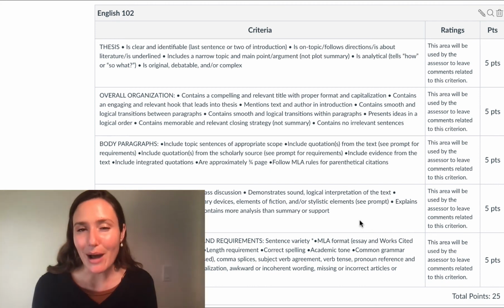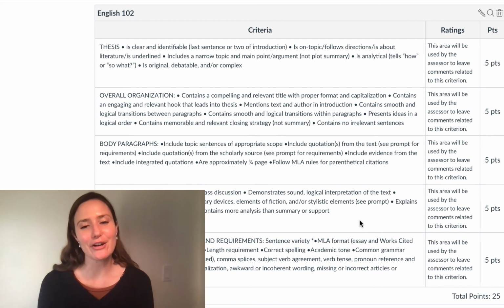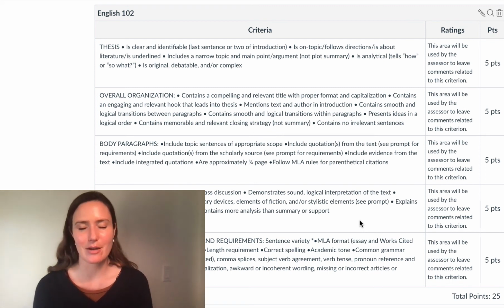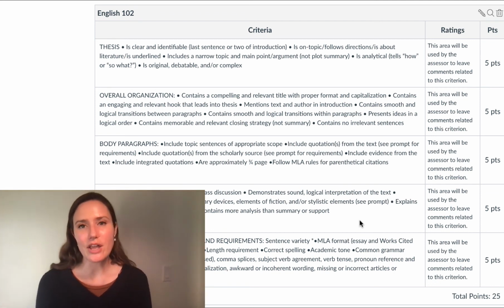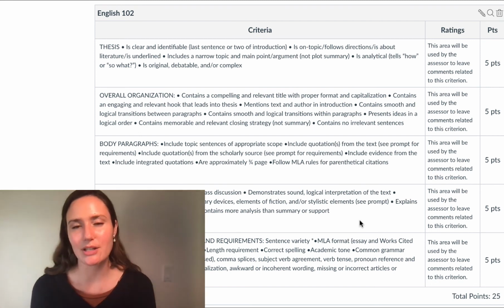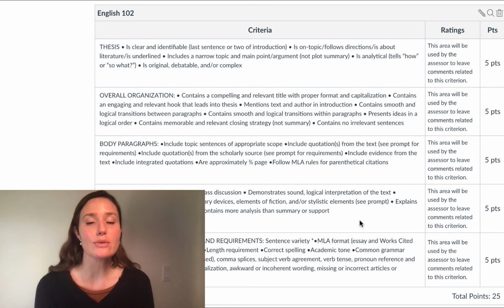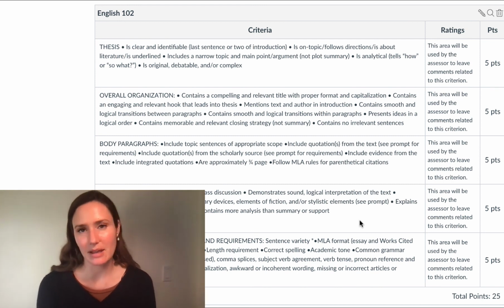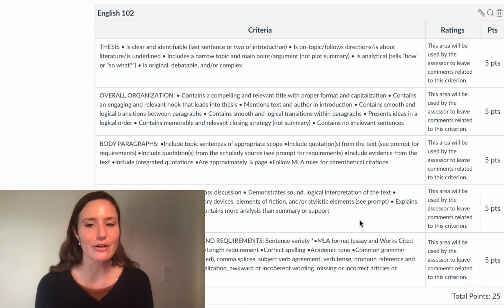The length requirement, I want to see that you're hitting the length requirement. Remember, that never includes your works cited page because your works cited page isn't really a part of your essay. Correct spelling, academic tone. That means that I want you to sound like you. I want you to sound authentic, but I want you to sound like you using your academic tone. So obviously, we're not going to be using conversational language. We're going to be using academic language, but academic language that still sounds like you. I know that can be tough, but the more you practice, the better you'll become.